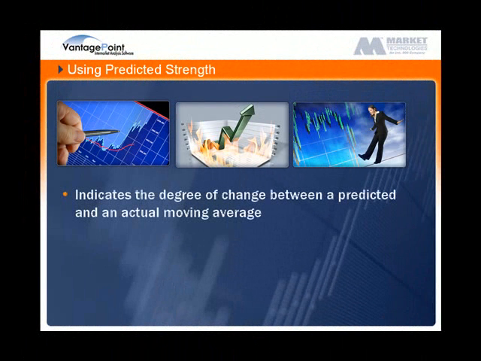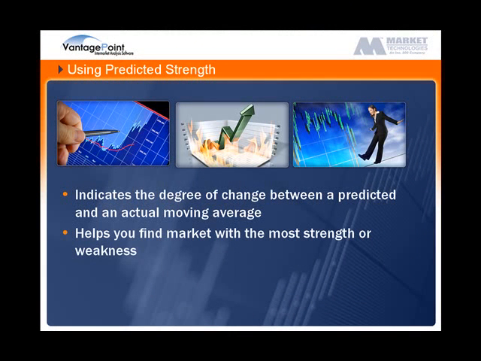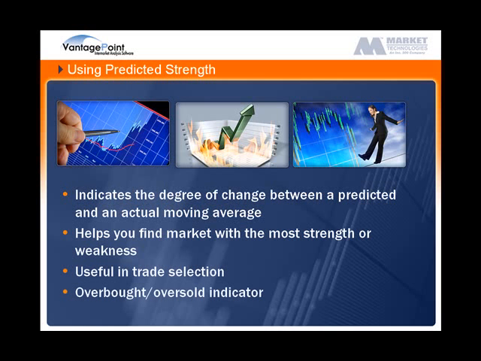Predicted strength indicates the degree of change between a predicted and an actual moving average. Predicted strength helps you find a market with the most strength or most weakness. That means that it is very useful in trade selection when you have several choices of markets that you might want to trade. Predicted strength can also be used as an overbought, oversold indicator.